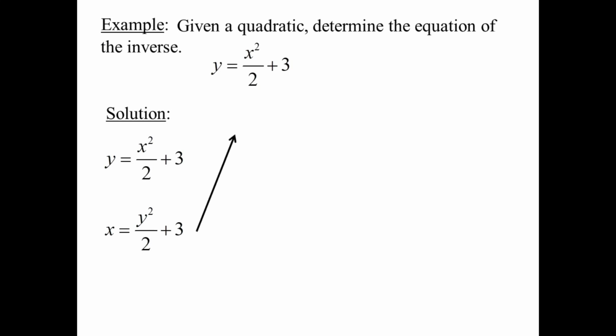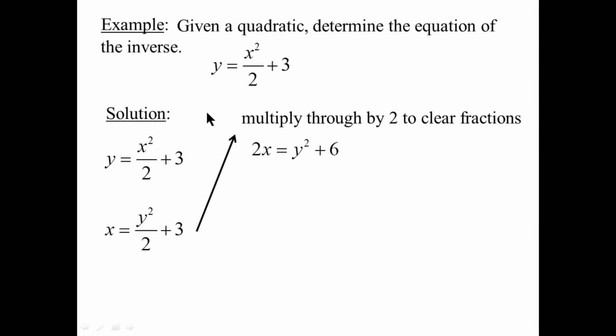Next, in this case, we could multiply through by 2 to clear away the fractions. If we see a denominator, and we're trying to solve, well, we can always multiply through by the denominator. In other words, every single term gets multiplied by 2 in this case. So it will be 2x. It will be y squared plus 6. Isolate the y squared, turn it around, and take plus or minus the square root.